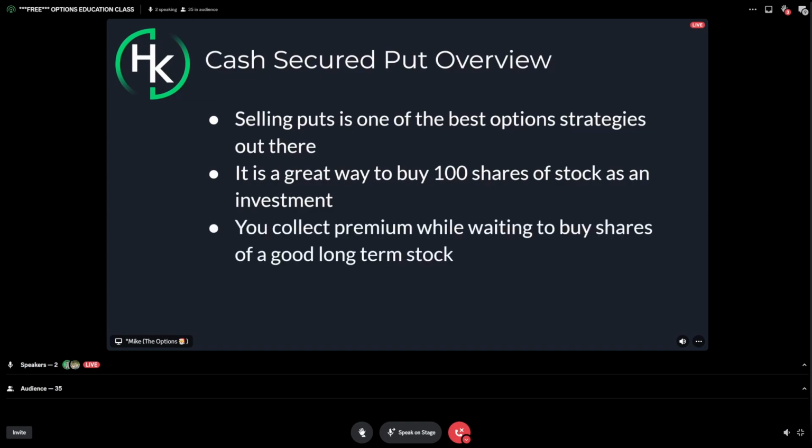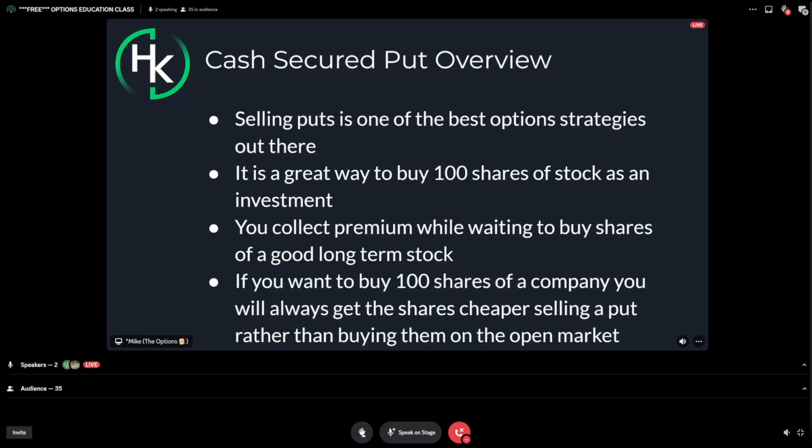because you're collecting a premium for selling the put while you wait to buy shares of ideally a good long-term stock that you might have been wanting to buy anyway. So, if you were to sell a put compared to buying 100 shares of stock at the same exact time, you're always going to get the shares at a cheaper price by selling the put, since you're collecting a premium.